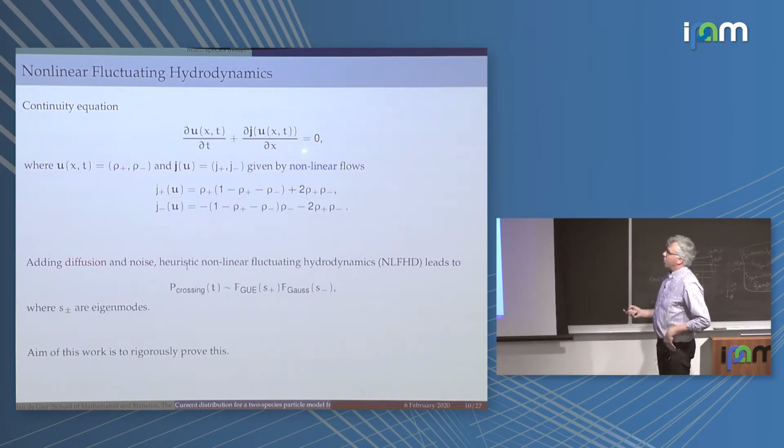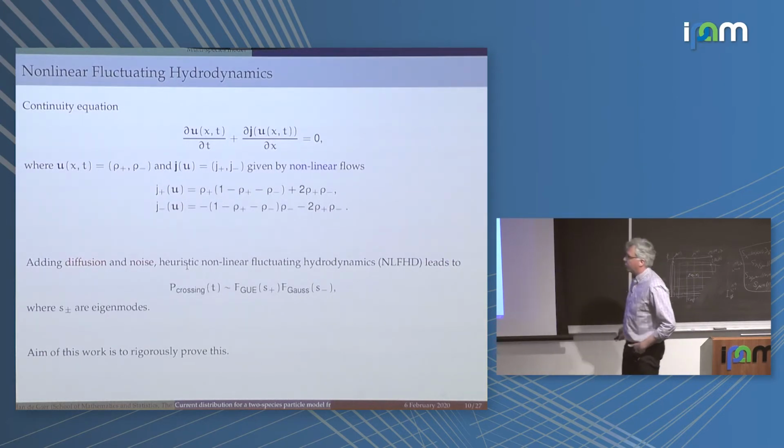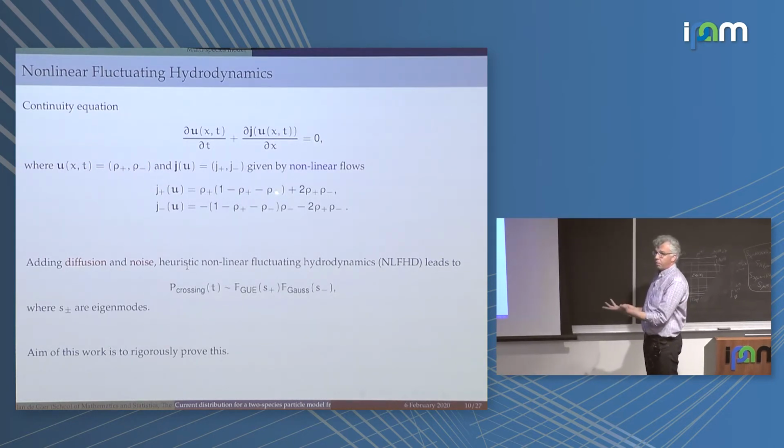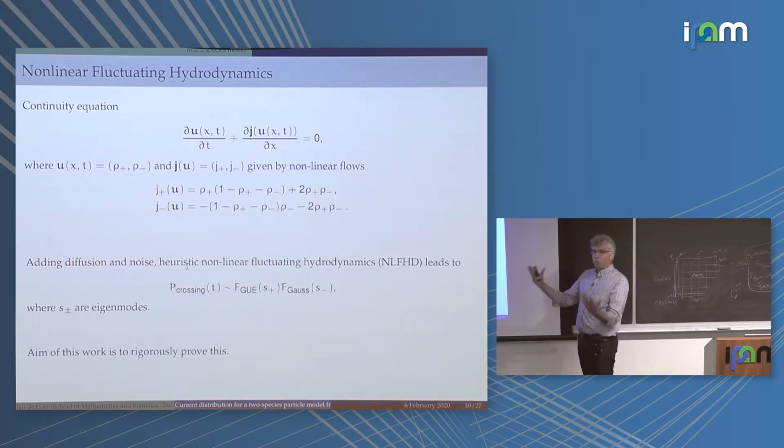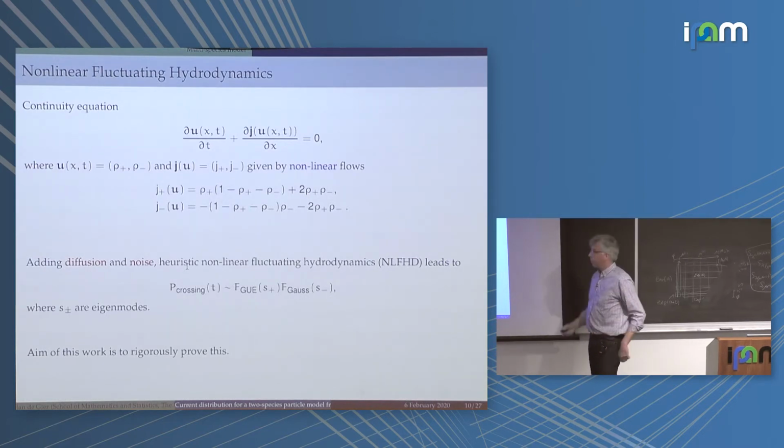But these flows are given by nonlinear expressions in terms of the density. So basically, by a quadratic in the two densities. So the claim is now, so this is a deterministic equation, but it's a nonlinear one. You should add diffusion and noise to this, like with KPZ, and that should correctly describe in a heuristic way at a macroscopic level the behavior of these particles.